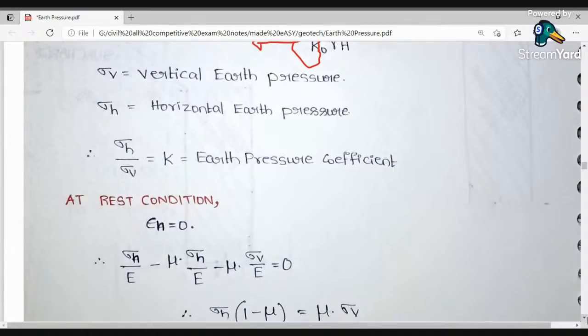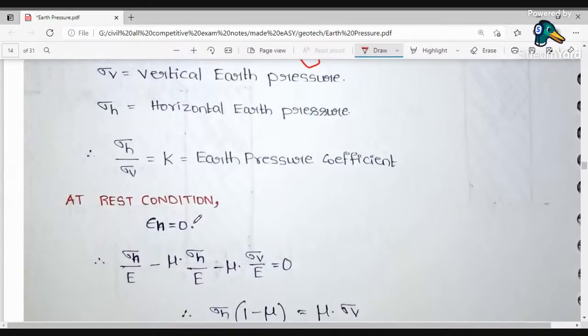That means if we consider the strain in horizontal direction, this is 0 because there is no movement. The soil particle has no movement because the soil particle is stationary. That's why there is no strain. That means strain in horizontal direction is 0.